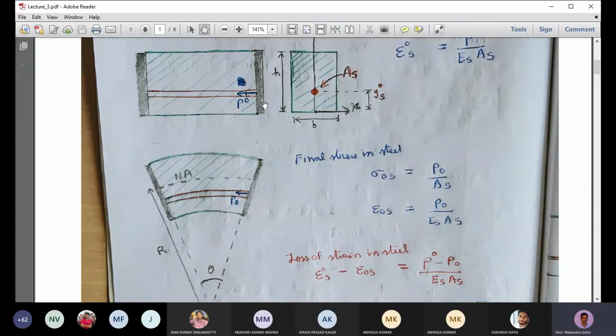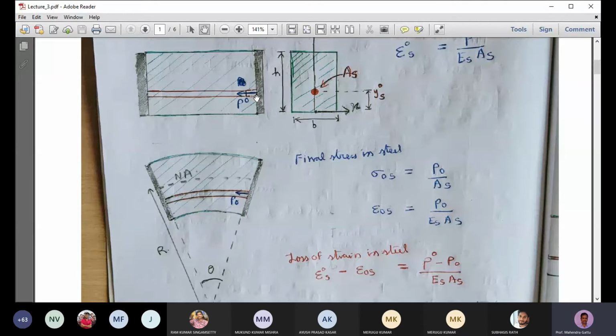But during the bending process, what will happen? There is a reduction in tensile strain of the bar, and correspondingly there is a gain in the compressive strain in the concrete just adjacent to the steel bar. So we can say that the loss of strain in the tendon is equal to the gain in compressive strain in concrete adjacent to this tendon. That is the compatibility condition we will apply.